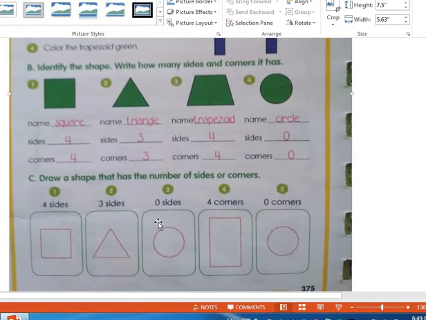So draw a shape. Did you recognize that we have the number of sides equal to the number of corners here and here and here and also here? Okay, draw a shape that has the number of sides or corners. 4 sides, so I can draw a square or a rectangle or a trapezoid. Draw a shape that has 3 sides, triangle. 0 sides, circle, of course, miss. 4 corners, I can draw rectangle or trapezoid or square. 0 corners, the circle.